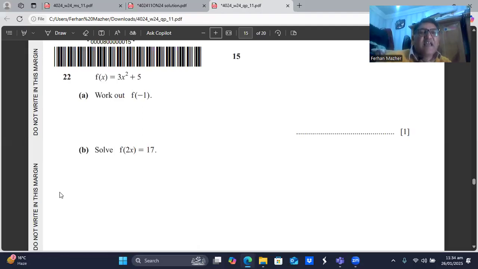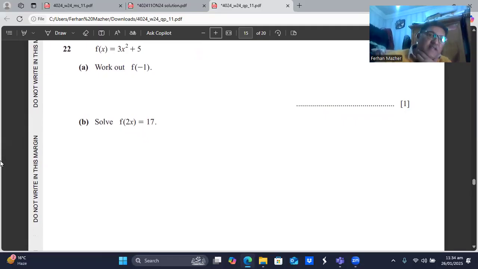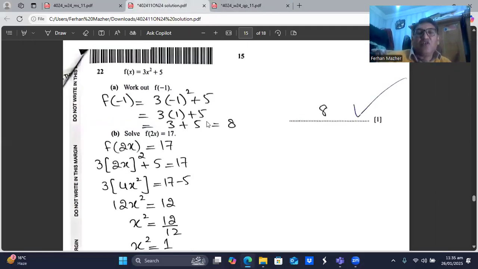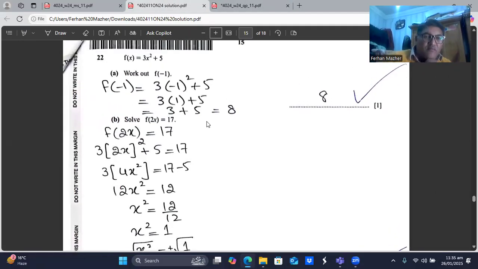Then the question is f of 2x equals 17. That means in that function, wherever there is an x, you substitute it with 2x, and make that formula equal to 17. So here we have 3 bracket 2x bracket close, whole squared, plus 5 is equal to 17. So 3 into 4x squared is equal to 17 minus 5. So 12x squared is equal to 12.